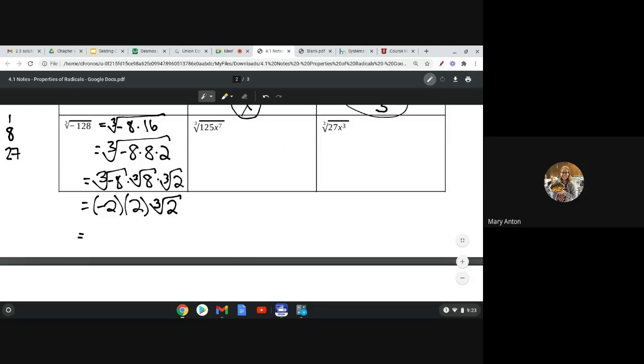And then to simplify this, one last step. What's negative 2 times 2, y'all? Negative 4. Negative 4 times the cube root of 2. That's as simple as we can get.